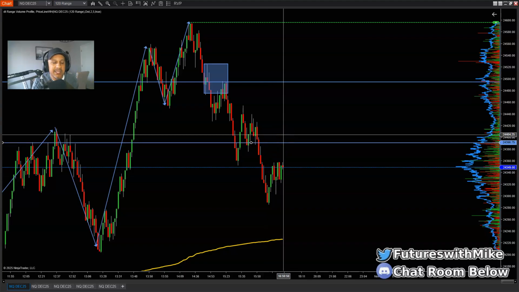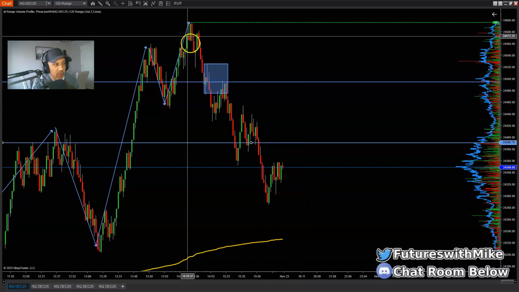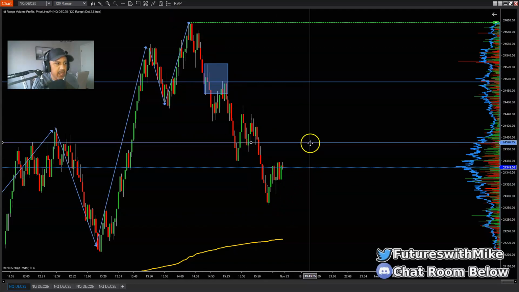We can look to take a continuation going to the downside with the flow of the market now, because it's reversing lower, okay? So hopefully that makes sense.